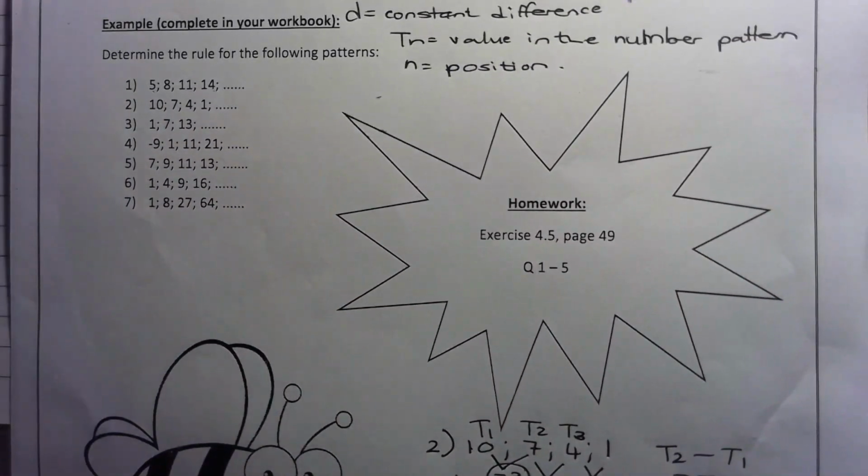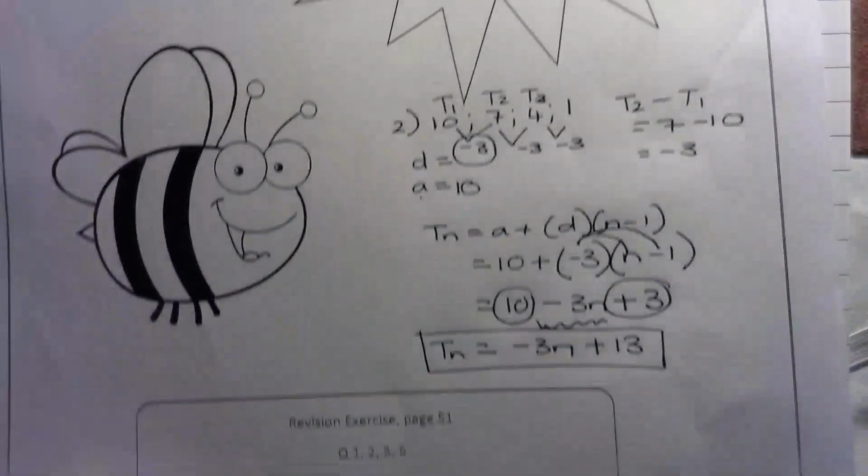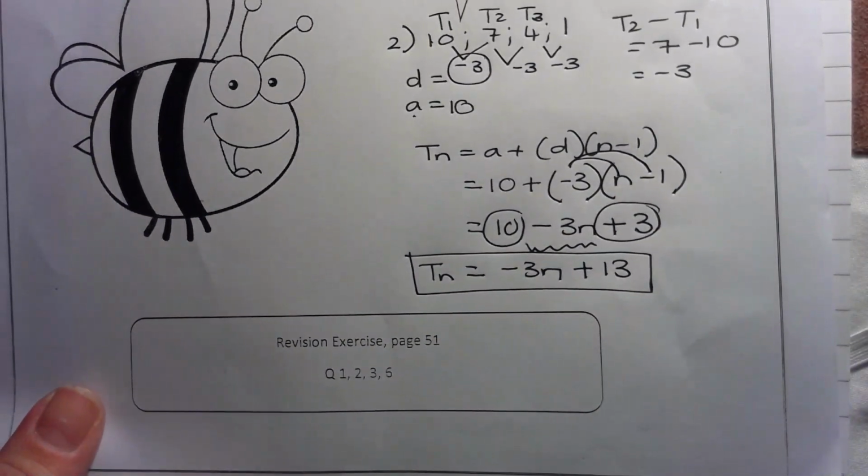So when you're determining the rule for the patterns, first check if you have a constant difference, meaning you're adding or subtracting the same number again and again. Or if you've got perfect squares or perfect cubes, those follow the rules that you can study off by heart. And then for the rest you can use the formula, Tn equals a plus d into n minus 1. So go and practice for exercise 4.5, and then afterwards you can work on the revision exercise on page 51.